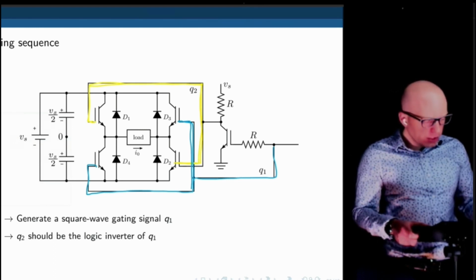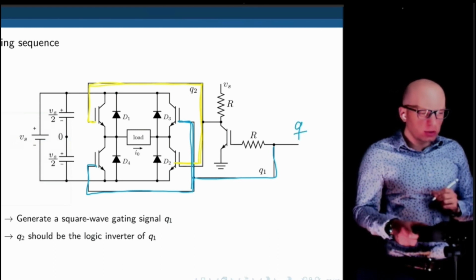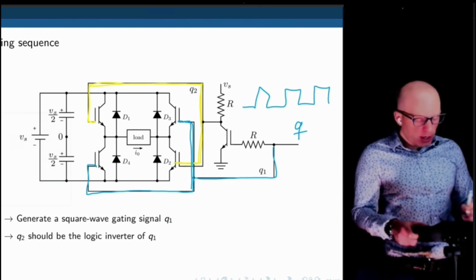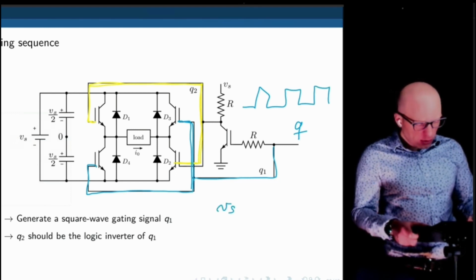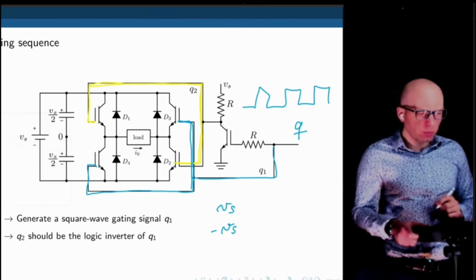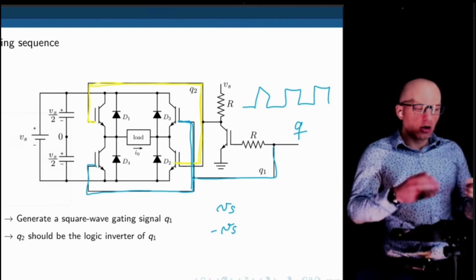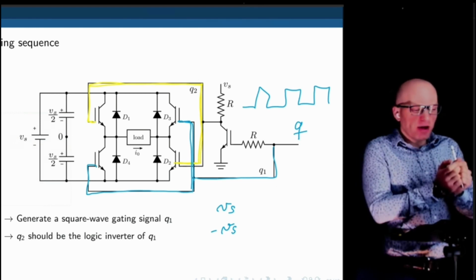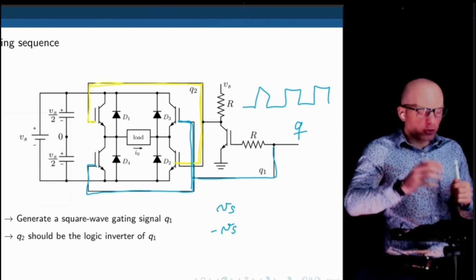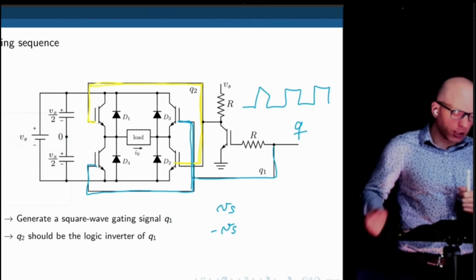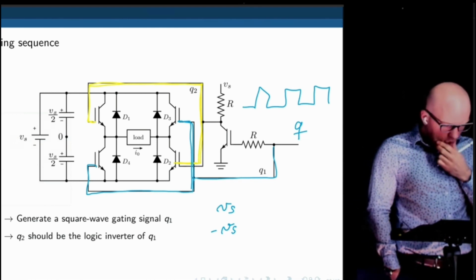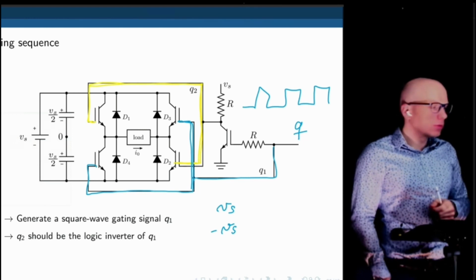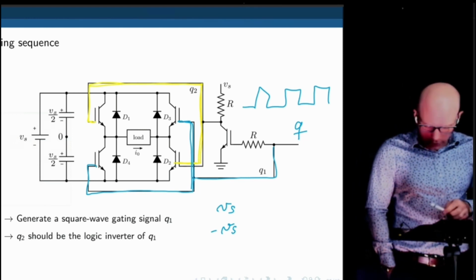According to this arrangement, if you create a gating signal Q here that is a square waveform, we are either creating Vs or negative Vs in the output. When Q is 0 or 1, we are operating with one of these pairs always. So this prevents one leg from conducting current at a given time, which would create a short circuit. It's the same inverter that we saw before, but now these legs are joined together.